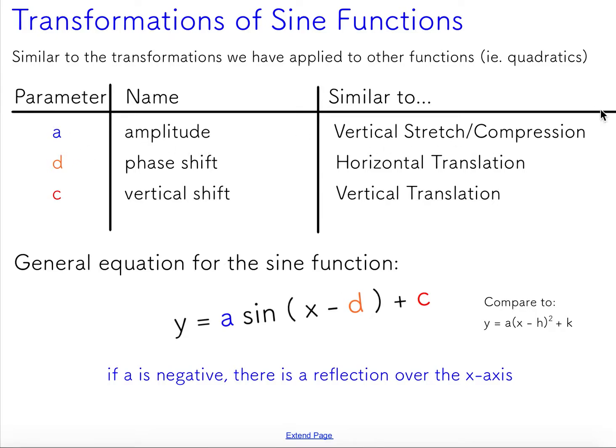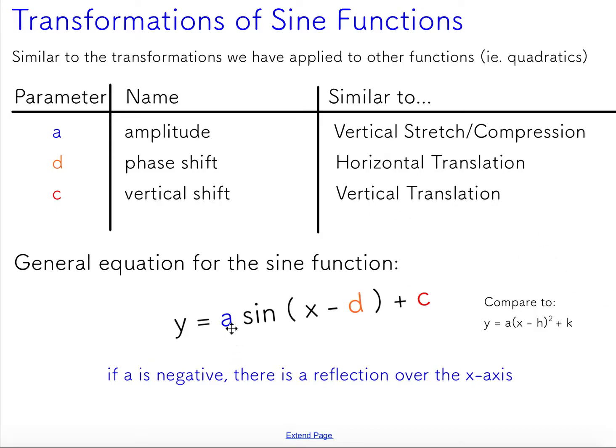It's similar to the vertical stretch and compression in a parabola in that you're grabbing onto your function and stretching it in the vertical direction, or squishing it downward, kind of like a slinky. This d parameter is what's called the phase shift, very similar to horizontal translation in that you're moving left and right. And the last one that we're going to look at is the c parameter, which is the vertical shift. This is the exact same as a vertical translation, just moving up and down.